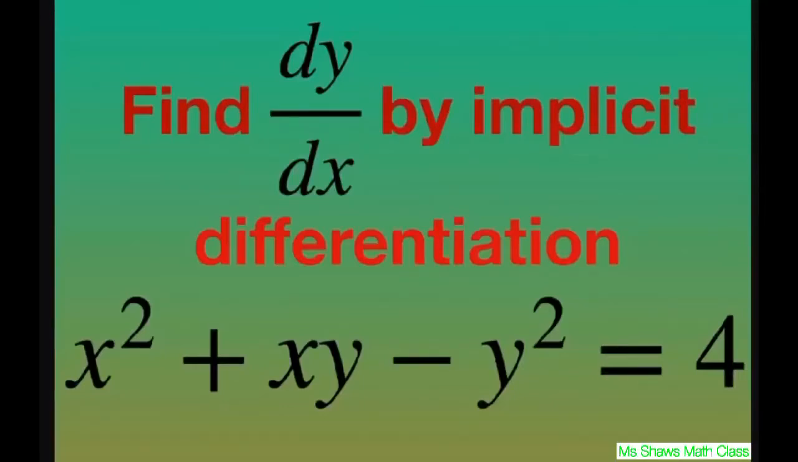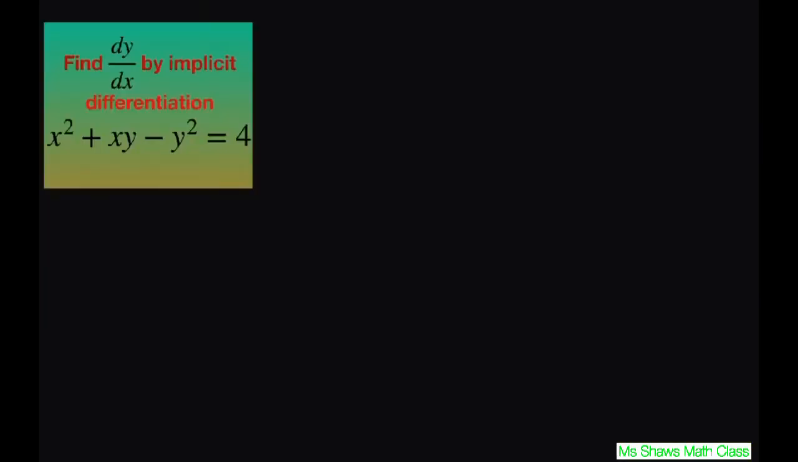Everyone, we're going to find the derivative of y with respect to x by implicit differentiation. We have x squared plus xy minus y squared equals 4. So basically, just to set it up, we're going to differentiate, which means you write d/dx at both sides of the equation.